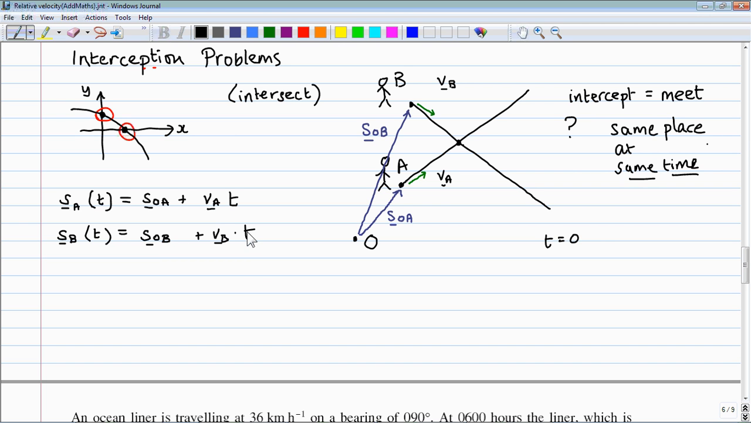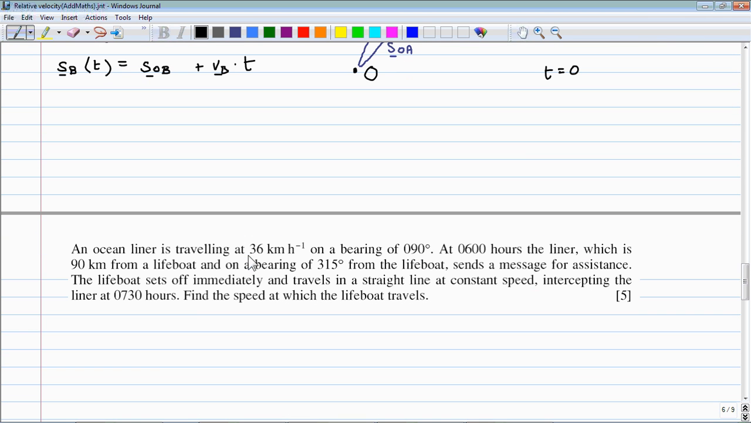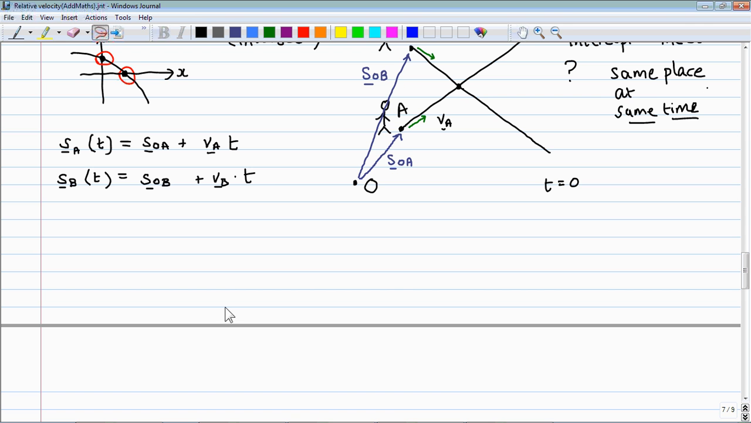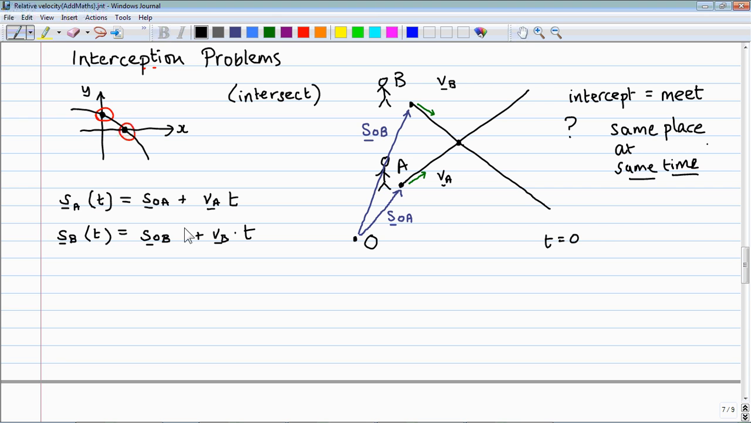So that looks a bit complicated if you're not used to this kind of working. Let me just move this out of the way so it doesn't distract us. That looks a bit complicated, but of course, what did we say? We said that interception, a meeting, happens if we get the same place at the same time. That's the key concept there. So that means what we need to do is combine these and say, in what situation will SA and SB have the same value at a single time?